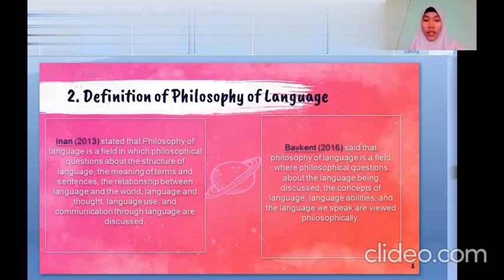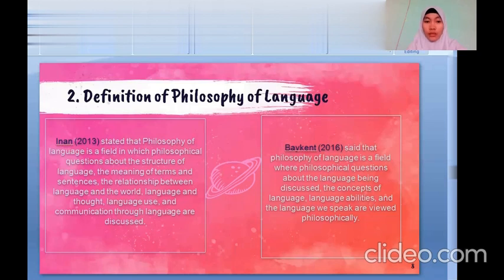Based on the 2 experts' definitions of philosophy of language, we can conclude that philosophy of language is a study that investigates the nature of language, the meaning of language, the origins of language, the relationship between language and the world, the relationship between language and words, and the relationship between language and talk, and how to use the language by speakers.